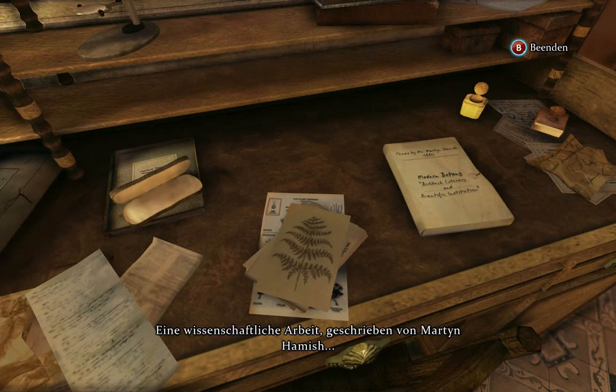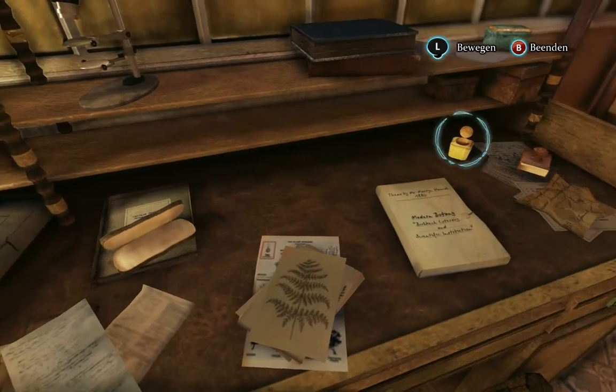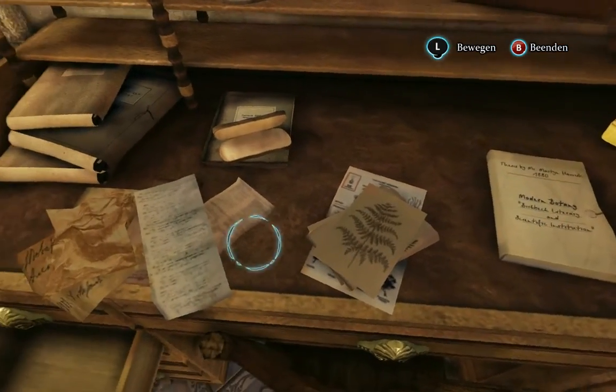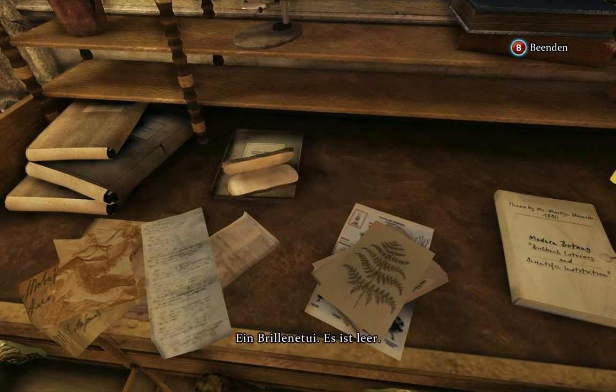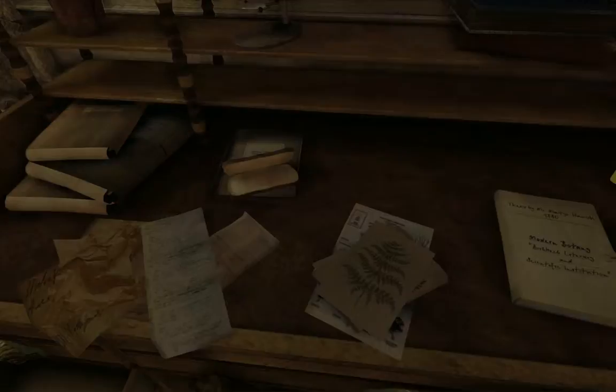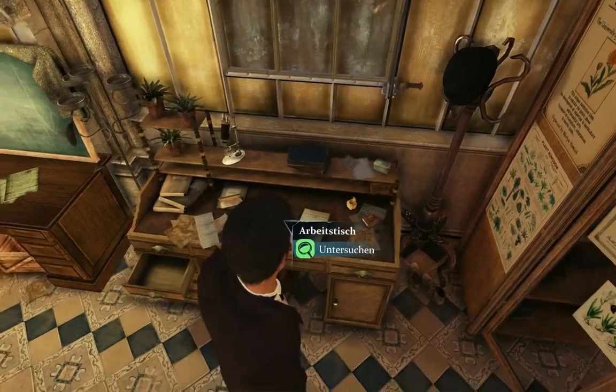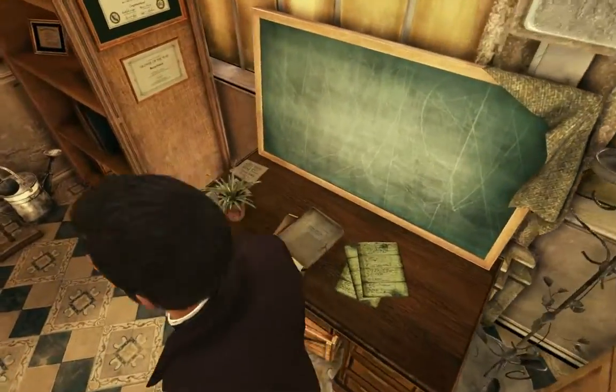A notebook. A thesis written by Martin Hamish. A glasses case. It is empty. This area serves as Martin Hamish's office. I assume that somebody stole his work.